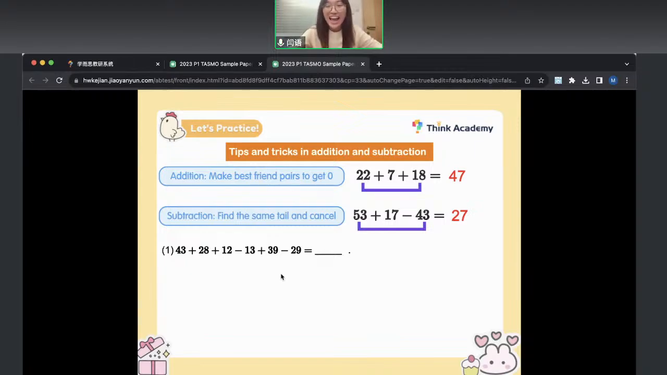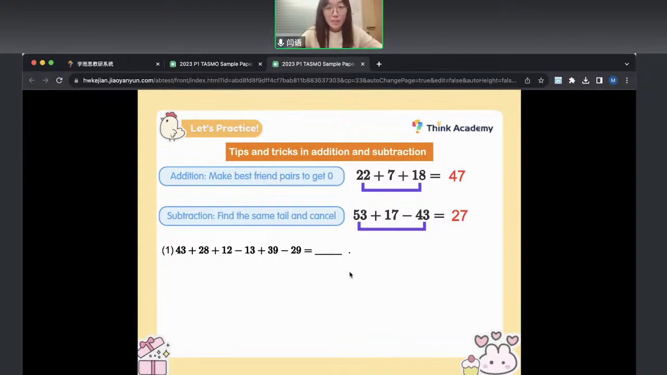And usually in SMKC or TASMO, you will see long expressions. If you just calculate one by one, wow, super slow. Okay, so now let's have a look for the first one. 43 plus 28 plus 12 minus 13 plus 39 minus 29. Can you find the answer in 30 seconds? Okay, maybe everyone, let's have a try. What is the answer?